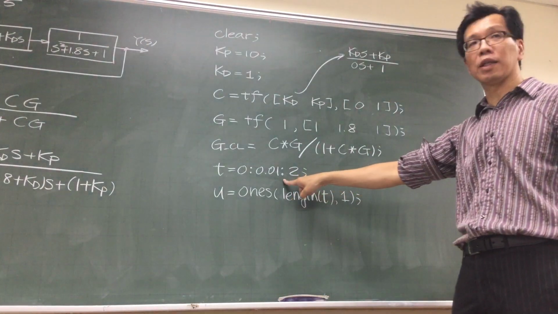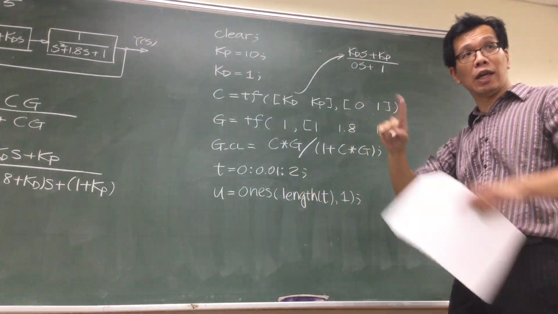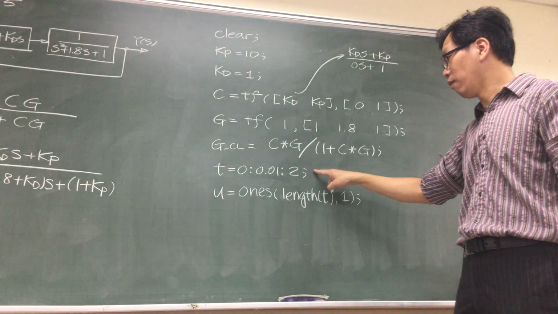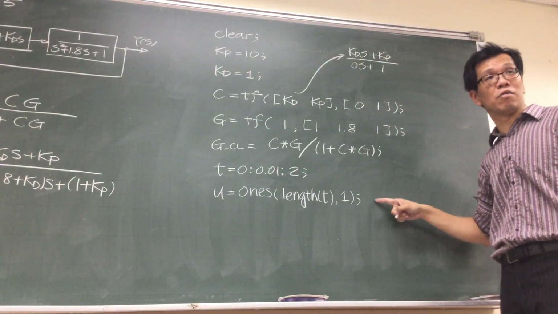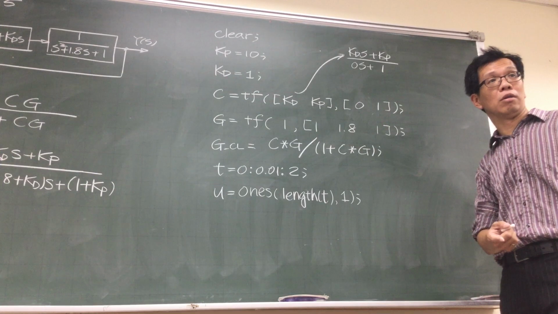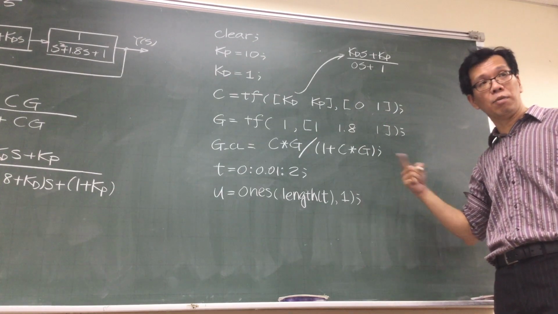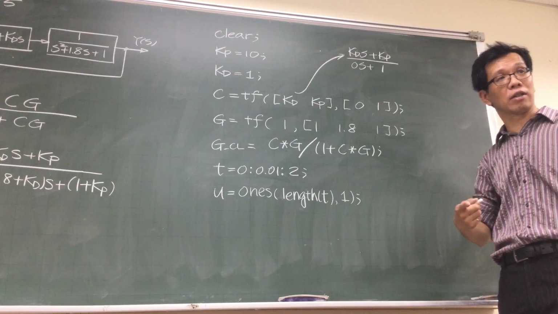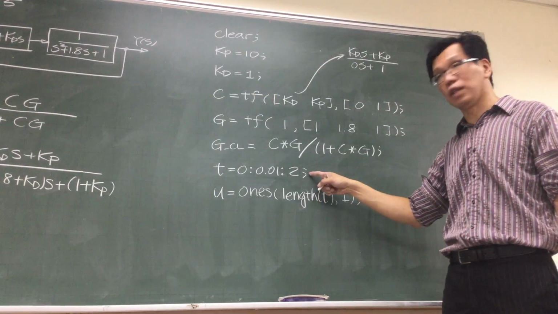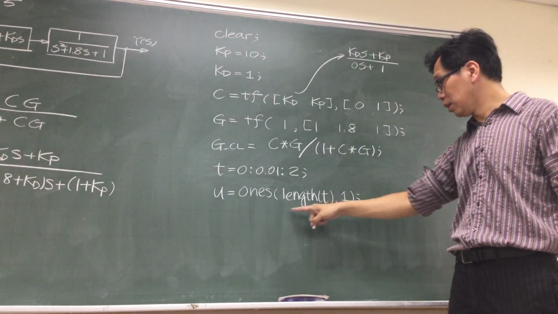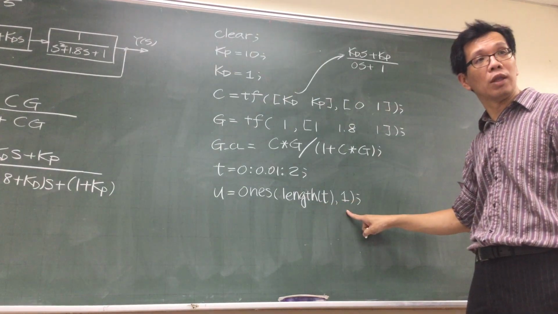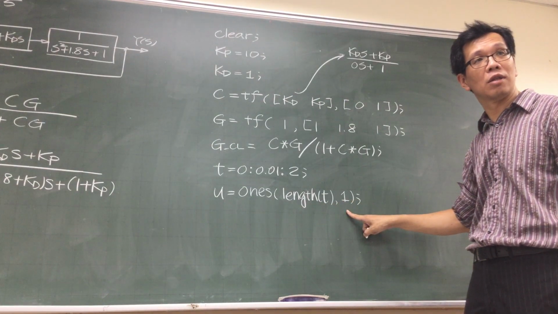You need to have a corresponding length, because the number of components in this vector must be the same as this vector. You guys learned C programming before, right? If you want to do the simulation, the input vector should be the same length as your time vector. So you need to use the length of t, and it's going to be this 1,000 multiplied by 1. Does it make sense?